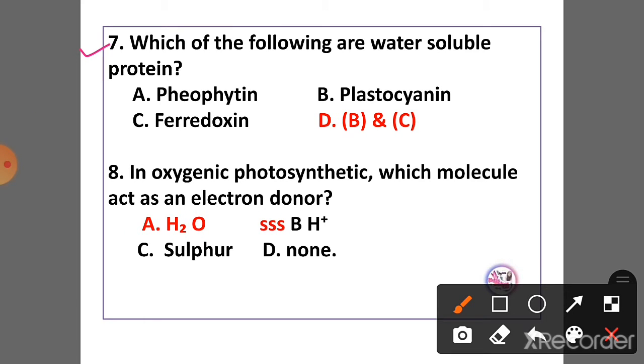Question 7. Which of the following are water-soluble proteins? Option D. B and C. Plastocyanin and ferredoxin are water-soluble proteins. Question 8. In oxygenic photosynthesis, which molecule acts as an electron donor? Answer: Option A. H2O acts as an electron donor in oxygenic photosynthesis.